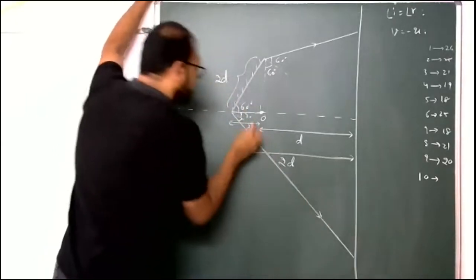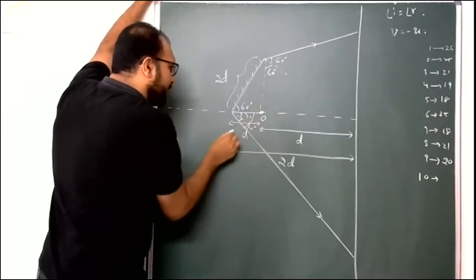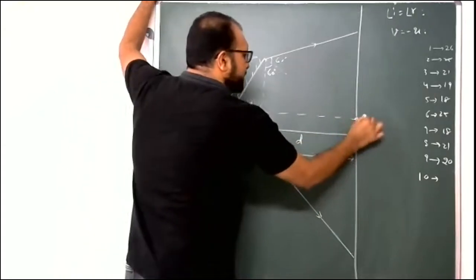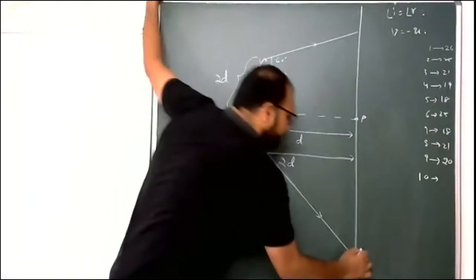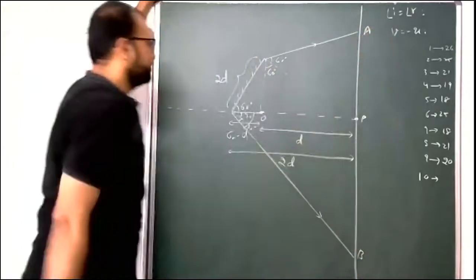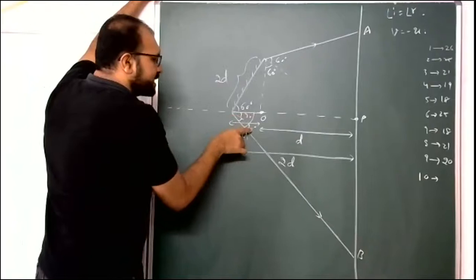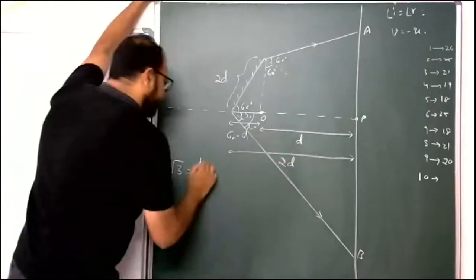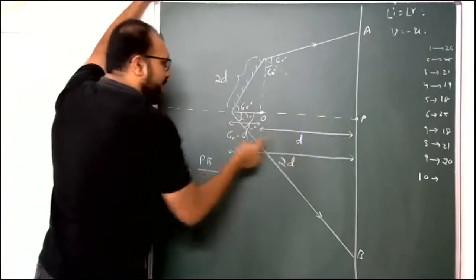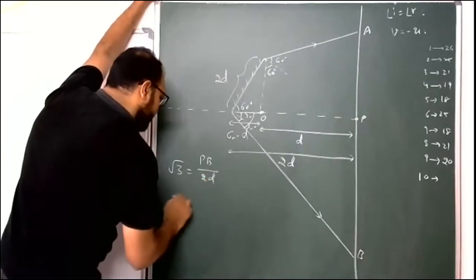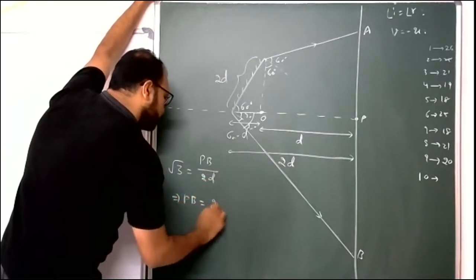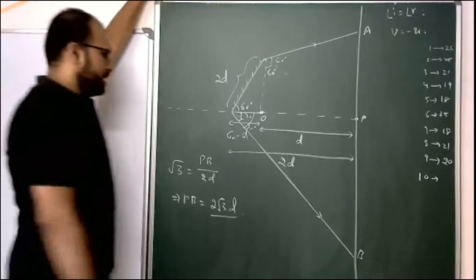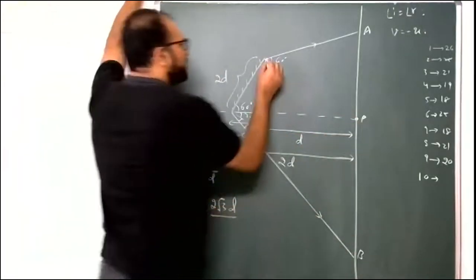Now students, this total angle is 60. Here to here 2D. So this is P and this is B. I am taking this as A. Tan 60, that is √3, equals opposite side PB divided by adjacent 2D. So PB equals 2√3D, students. 2√3D means here to here completed. Now come to here.